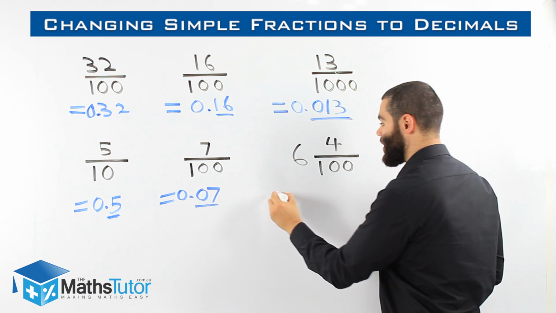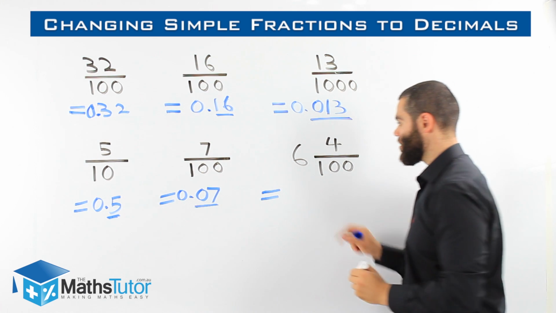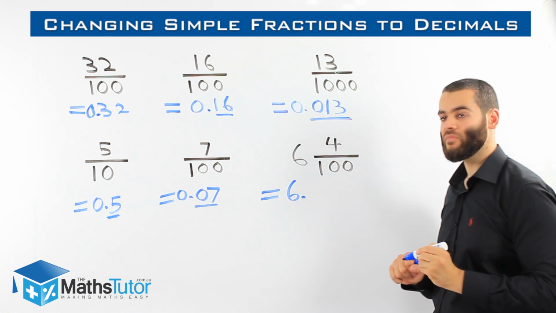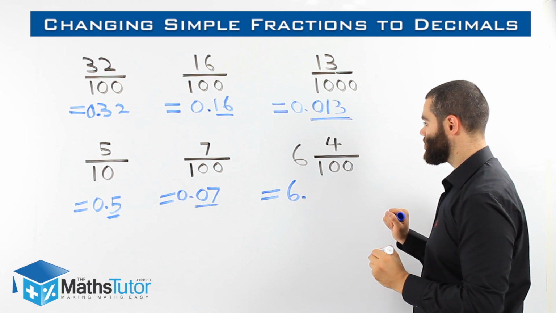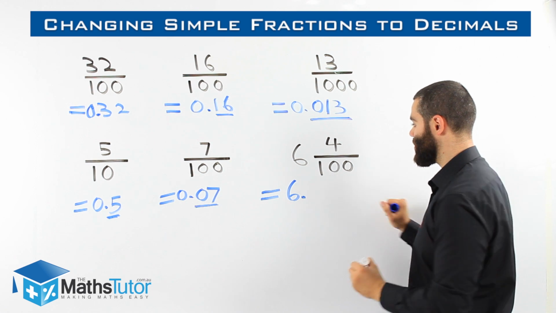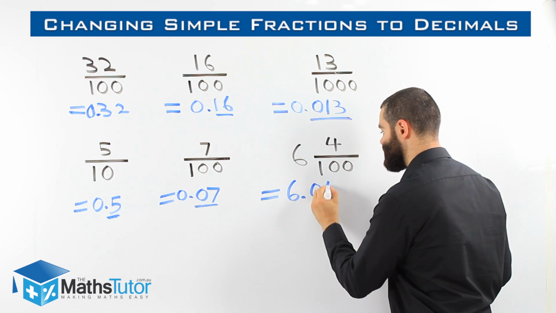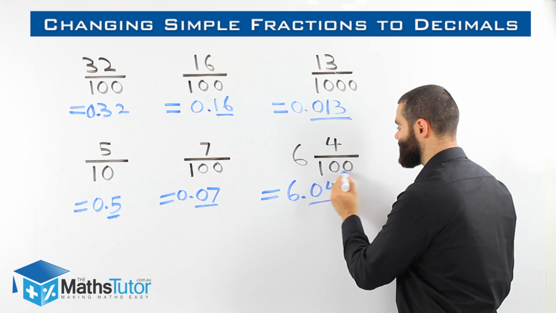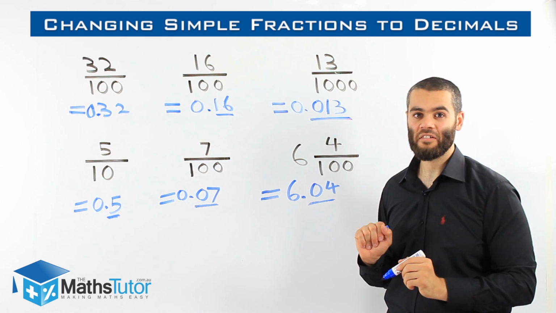Another example, we have a whole number here. So our whole number is going to go in our units, 6 point. Our 4, we have 2 zeros, which means we're going to have 2 numbers, 0, 4. 2 numbers after the point because there are 2 zeros.